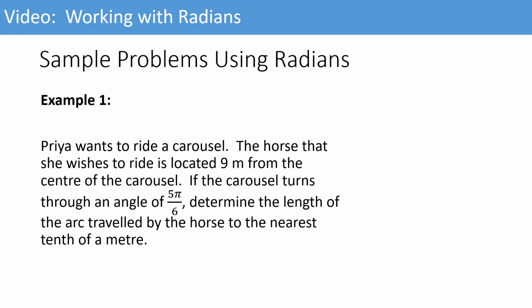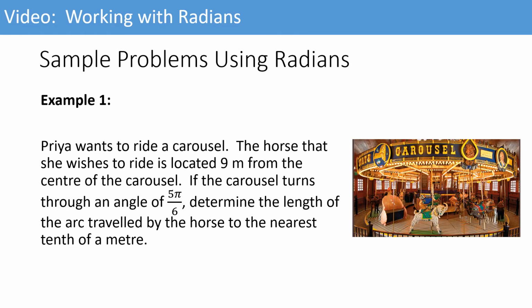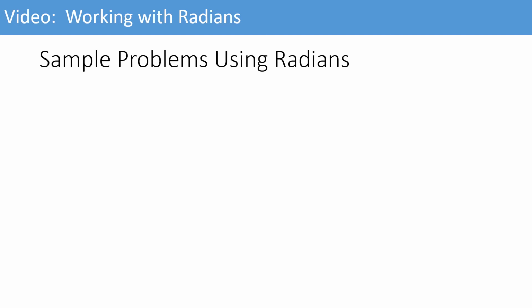Here is an example. Priya wants to ride a carousel. The horse that she wishes to ride is located 9 meters from the center of the carousel. If the carousel turns through an angle of 5 pi divided by 6, determine the length of the arc traveled by the horse to the nearest tenth of a meter. Now, let's look at the solution.